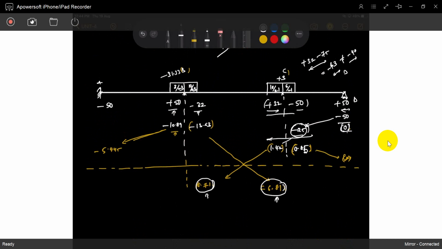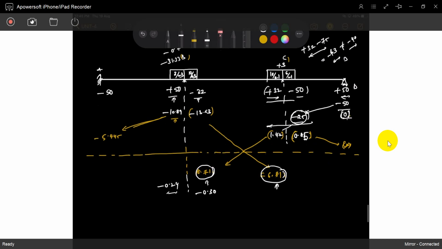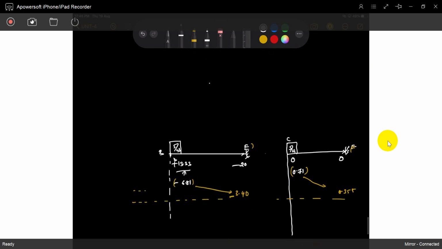So 0.71 multiplied with 8 by 23, how is it? It's minus 0.24. The unbalanced moment is positive 0.71, so we have to apply minus. It goes to 0.24 for this BA end. For this it's 10 by 23, it's minus 0.31 for that end. For this end, how much is it? It will come as 5 by 23, it will come 0.15.